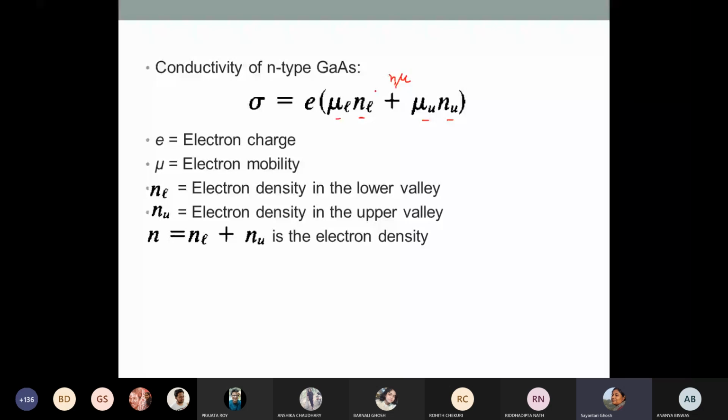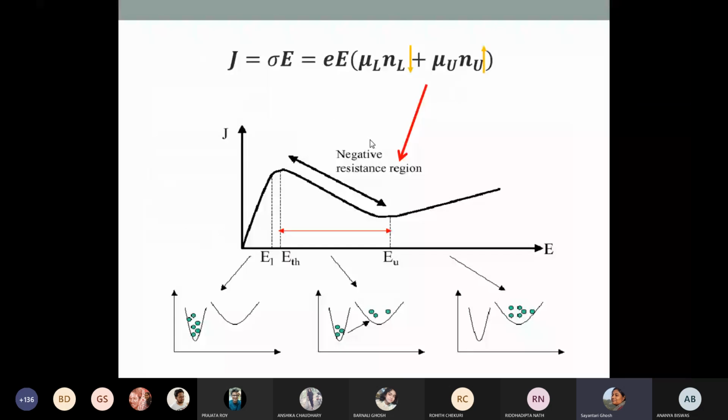So that simply means the conductivity basically depends on how many electrons are in the lower valley and how many electrons are in the upper valley, because mu values are drastically different in both the cases. Okay, so let us see what I can expect to be my IV characteristics, or to be more specific, IV characteristics are basically the same as the J versus E graph, right? Because J is the current density.